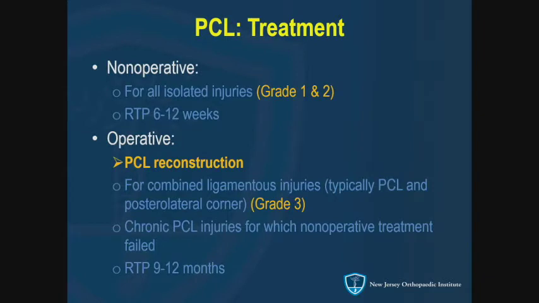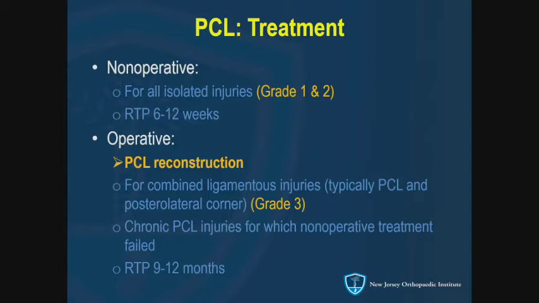PCLs are different than ACLs in the sense that isolated injuries, grade 1, grade 2, we're treating non-operatively. We're putting the patient in a brace for a period of time. We're going to start them on therapy, and depending on the grade of injury, it usually takes anywhere from 6 to 12 weeks to get back to sports. We're going to reserve surgical treatment, which is, again, a reconstruction similar to what we would do for an ACL tear, for combined injuries with a PCL with a posterior lateral corner or multiple ligament injured knee, or chronic PCLs where we've attempted non-operative treatment and it's failed, and that's really the only option.